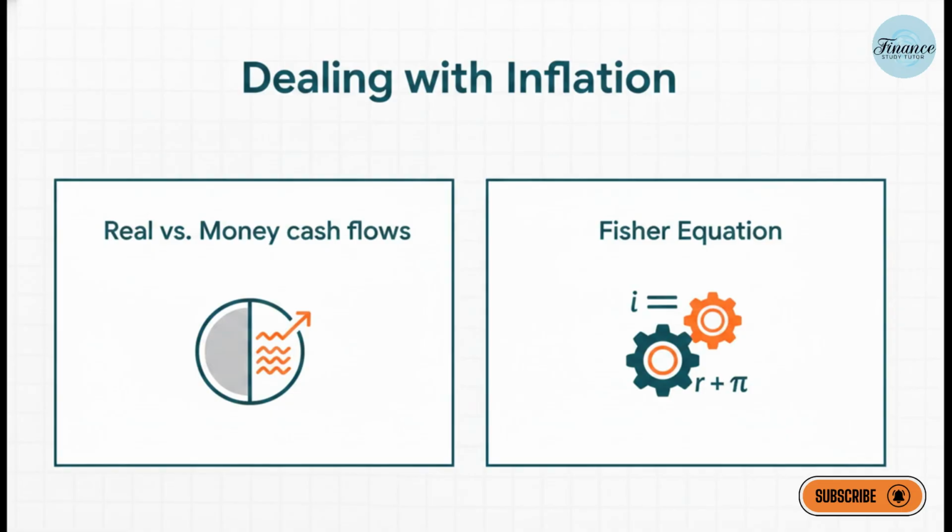Then we have inflation. You really need to internalize the difference between real cash flows, which completely ignore inflation, and nominal or money cash flows, which actually bake those inflation effects in. Often you'll find your costs might inflate at one specific rate, while your revenues inflate at a totally different general rate. To navigate this mess, we use the Fisher equation. 1 plus the money rate equals 1 plus the real rate multiplied by 1 plus the inflation rate. Think of this as your ultimate secret weapon for converting rates and ensuring you're actually comparing apples to apples.